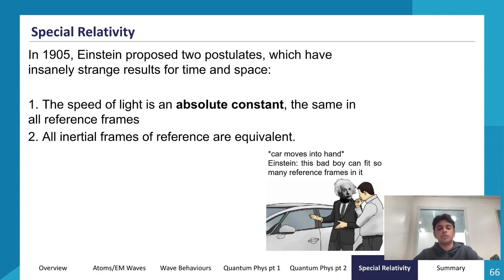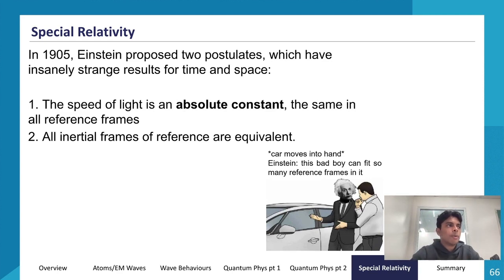And an inertial frame of reference is like a frame of reference where we're not accelerating, we're moving at a constant speed. So no matter what our speed is, as long as we're moving at a constant speed, to us, light will be moving at a constant speed, which is approximately 3 times 10 to the power of 8. So that's pretty trippy, right?